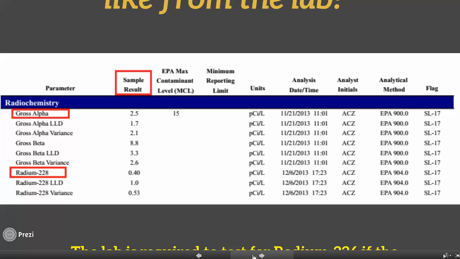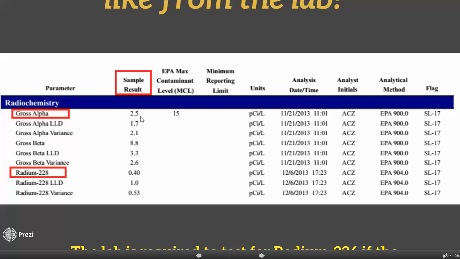So this is a copy of an actual sample result from Chemtech Ford. This is what I'm looking for when I look at this. I want the gross alpha result, not the variance or the LLD. I want just gross alpha. And the result here is 2.5. Over here it shows that the maximum contaminant level, or MCL for short, is 15. So 2.5 is less than 15, so that's good news. And then check your units. The units for gross alpha and radium-226 and 228 are always picocuries per liter.